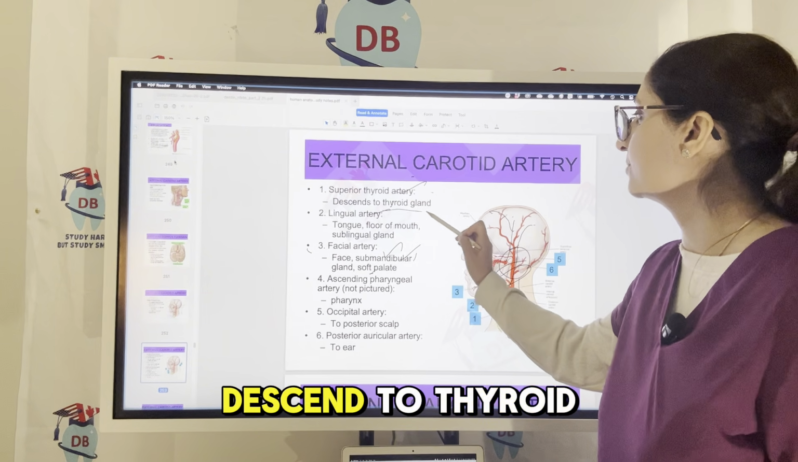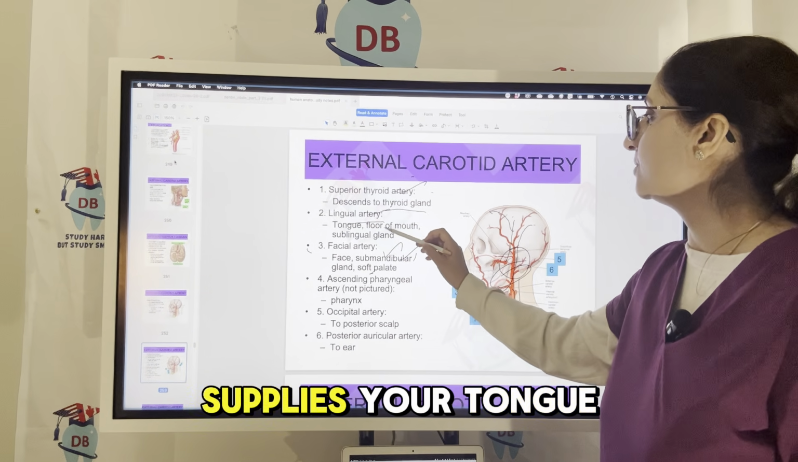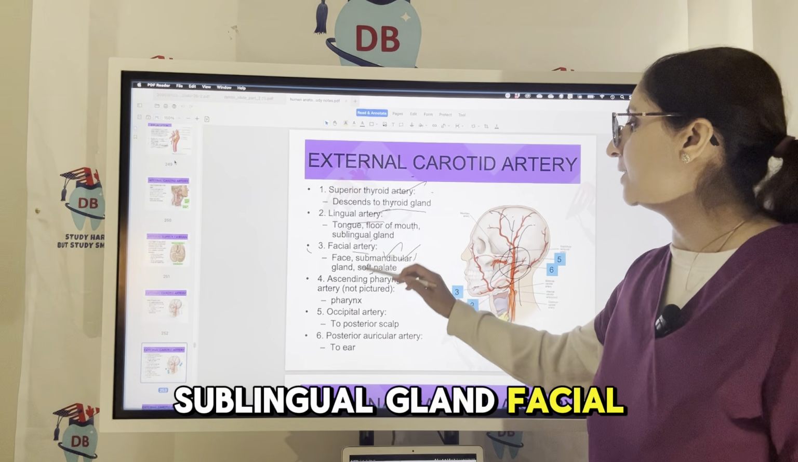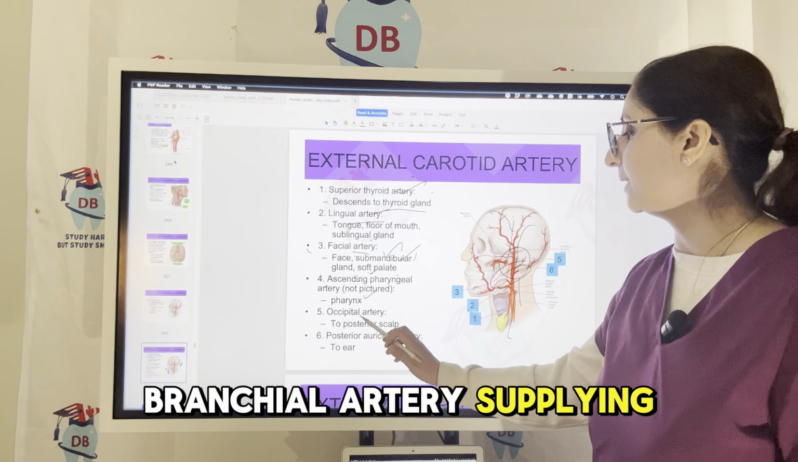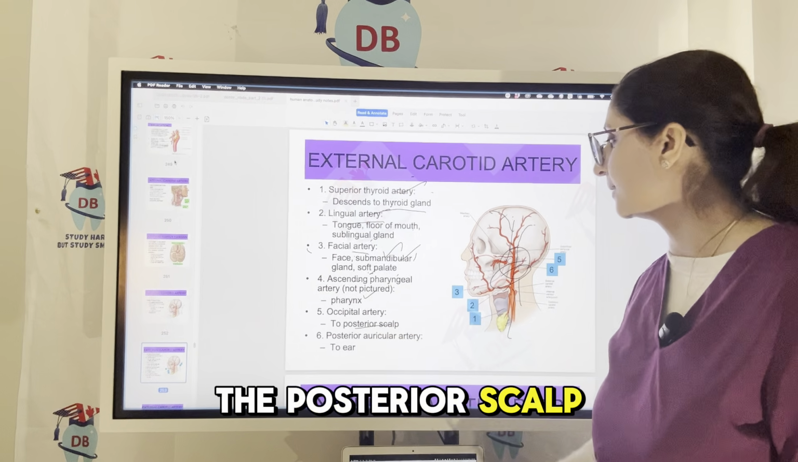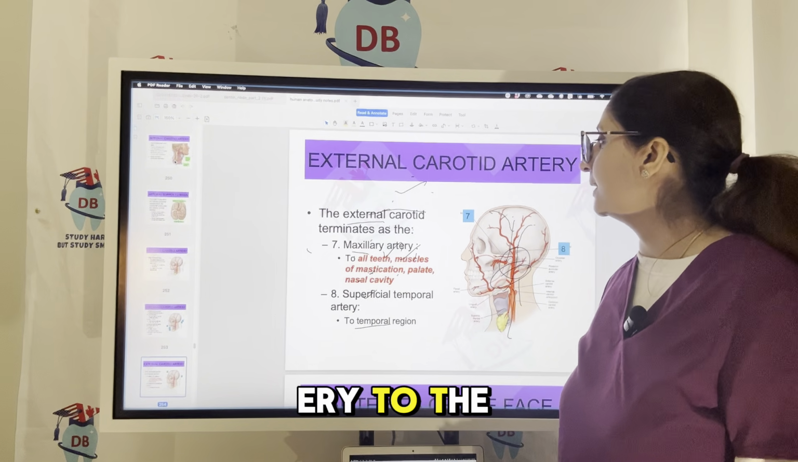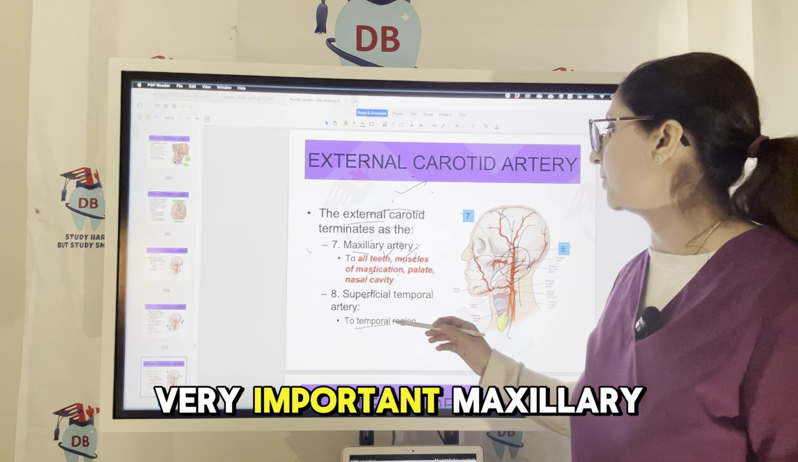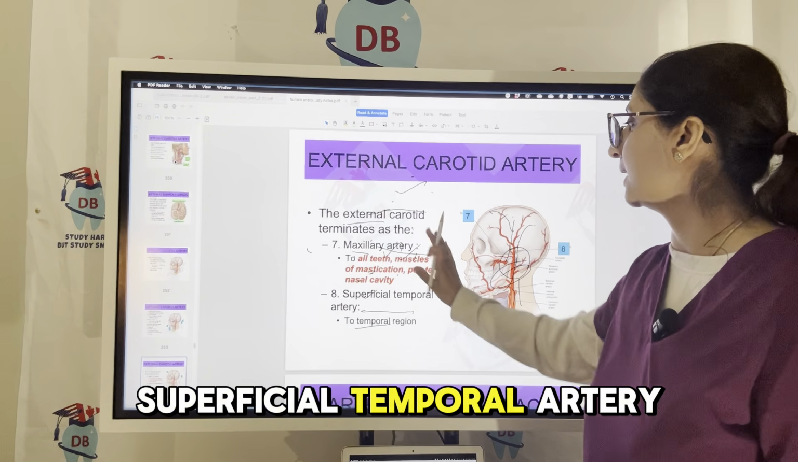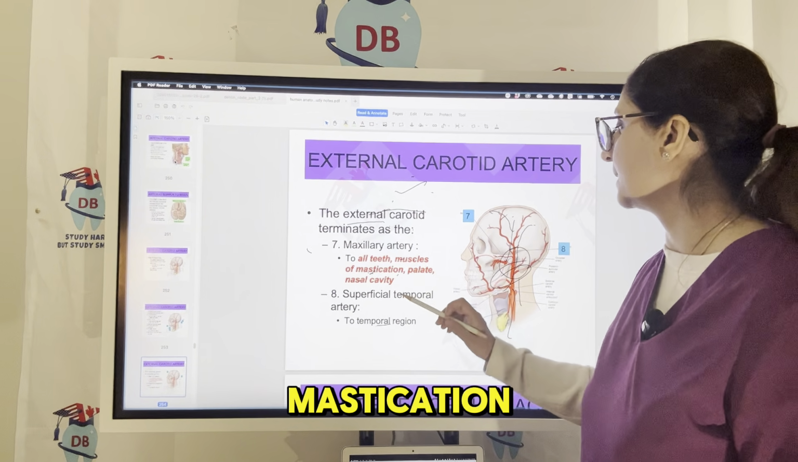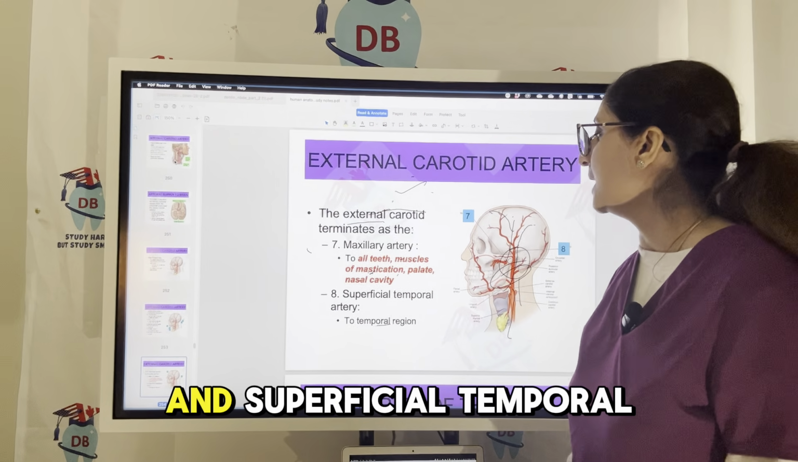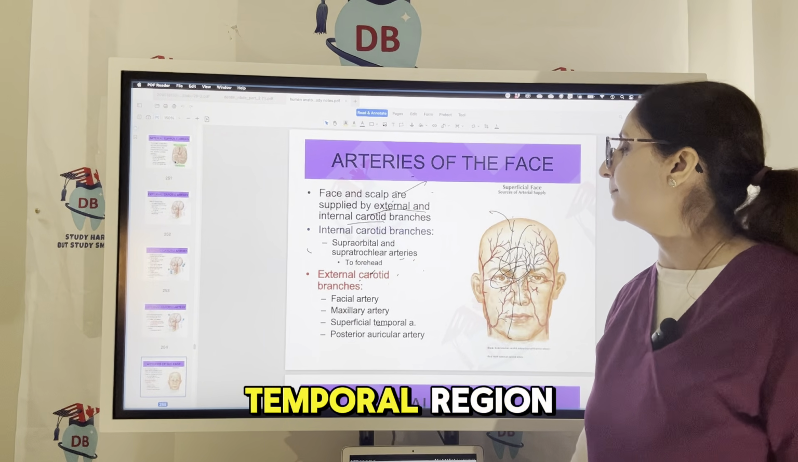Superior thyroid descends to the thyroid gland. Lingual artery supplies your tongue, floor of mouth, sublingual gland. Facial artery supplies your face, submandibular gland, soft palate. Ascending pharyngeal artery supplies the pharynx. Occipital artery to the posterior scalp. Posterior auricular artery to the ear. And the last 2 branches, very, very important: maxillary artery and the superficial temporal artery. The maxillary artery supplies all your teeth, maxillary and mandibular, the muscles of mastication, palate and nasal cavity, and the superficial temporal artery to the temporal region.